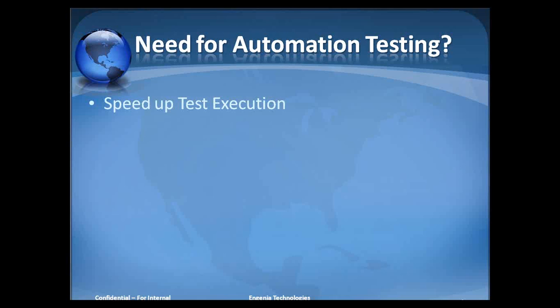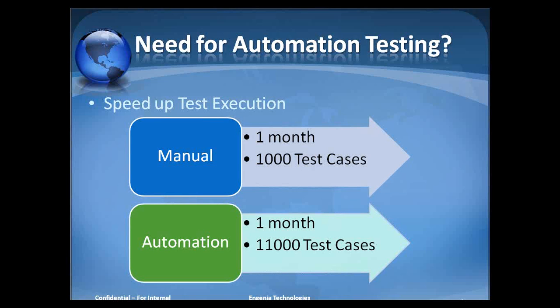So when we say that we need to speed up the test execution, it means that if we have to execute, let's say in the previous example, only 1,000 test cases manually, it might take around 1 month or maybe 30 days minimum. But if we convert these test cases into test scripts and run them through an automation tool, it would take very less time, maybe around 3 to 5 days or so.